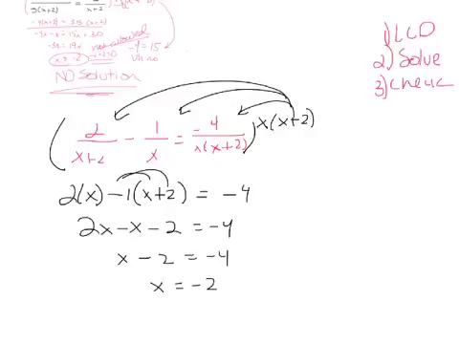Kylie? And what do I have to do now? Check. Can I use negative 2 as a solution? Negative 2 times negative 2 plus 2. What's negative 2 plus 2? 0. Is 0 allowed? No. Nope. Therefore, the answer is no solution.